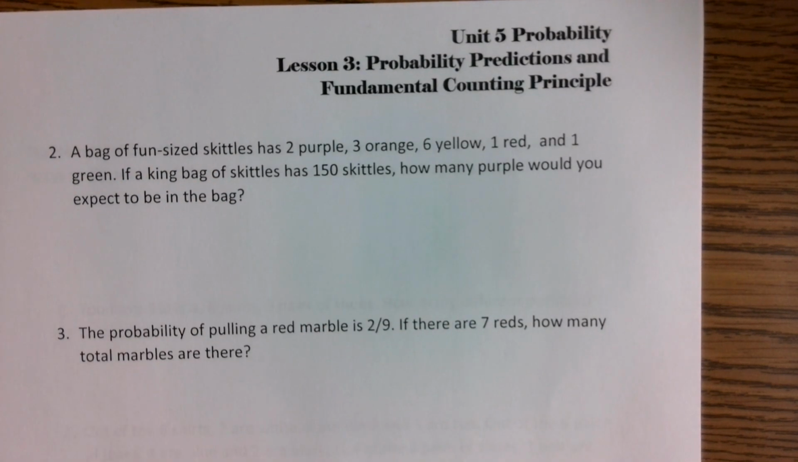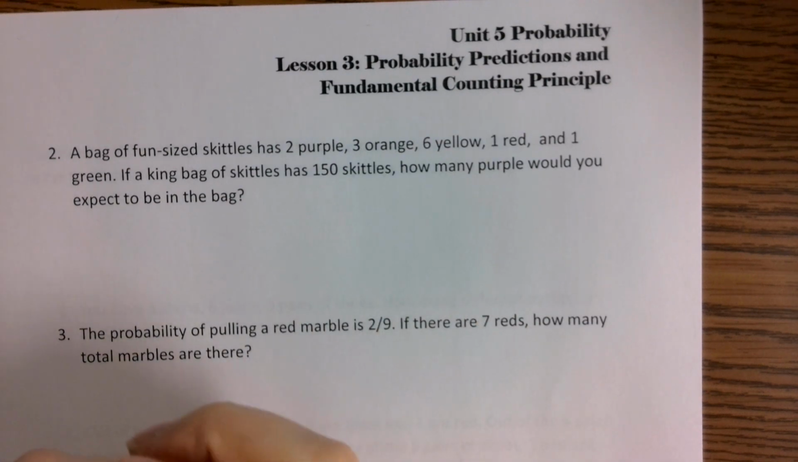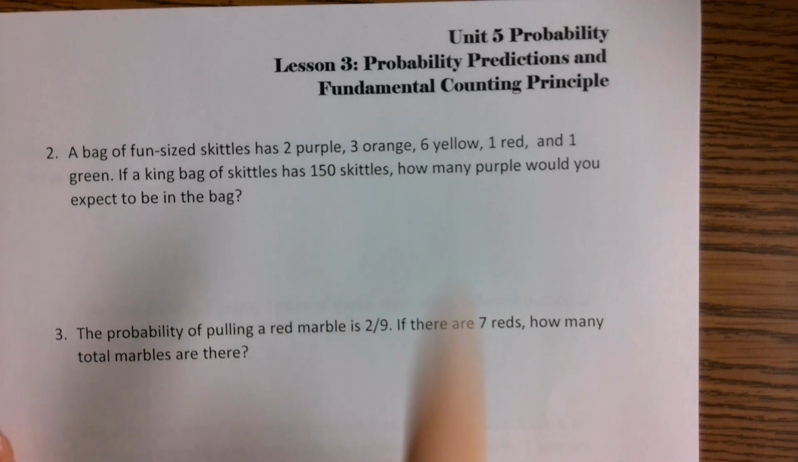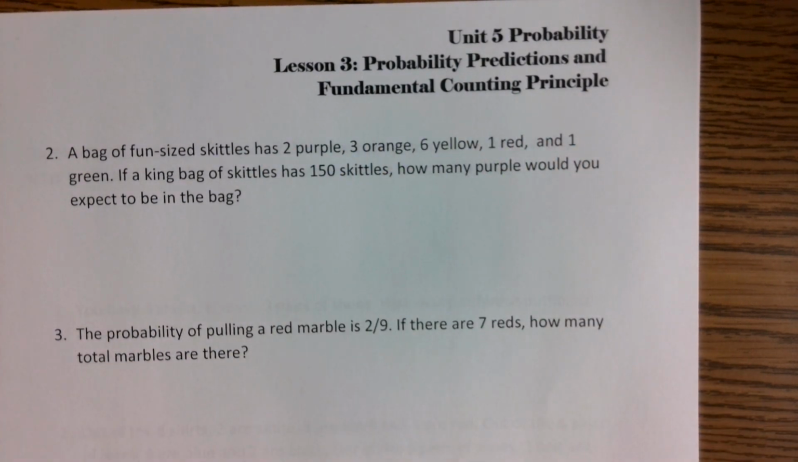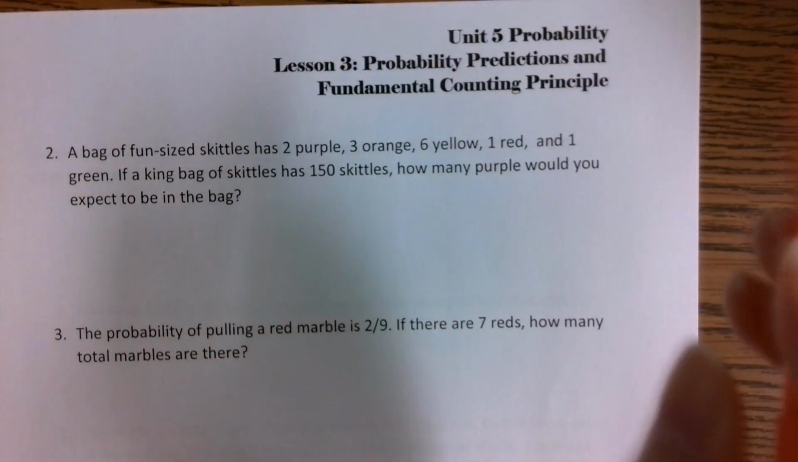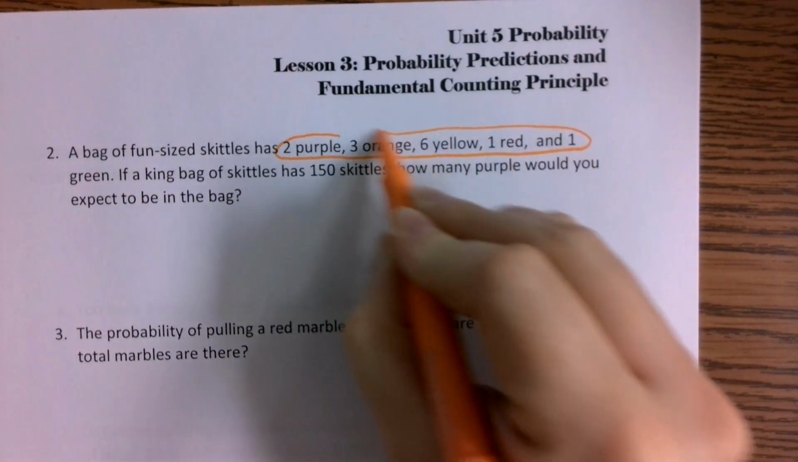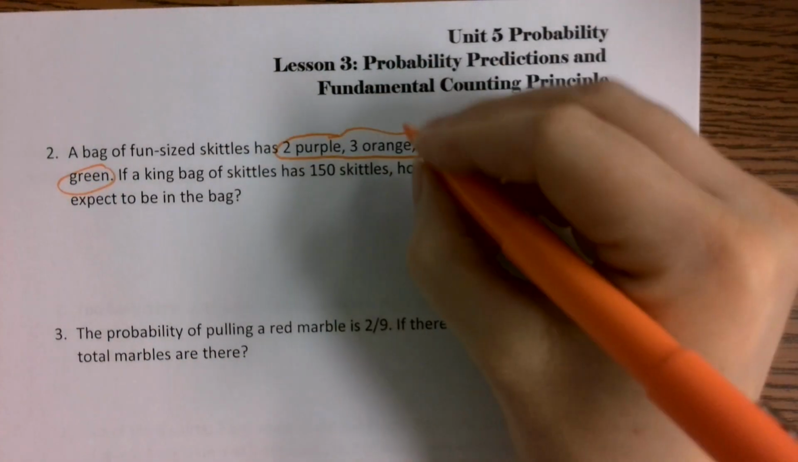All right, so a bag of fun-size Skittles. We've got 2 purple, 3 orange, 6 yellow, 1 red, and 1 green. So if we have a king-size bag, you know the fun-size bags are really small, king-size bags are a lot bigger. If the king-size bag has 150 Skittles, how many purple could we expect to see in the bag if this information stays the same, relevant, right? So you're taking the information that you know, which is that the fun size has 2 purple, 3 orange, 6 yellow, 1 red, and 1 green. We're going to use that information as our probability.